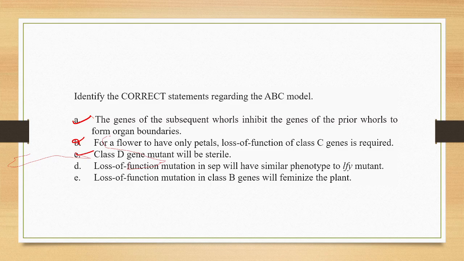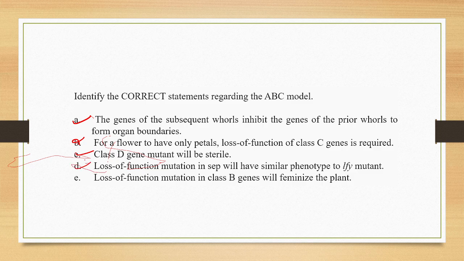Then the next option is loss of function mutation in Sepallata will have a similar phenotype to a leafy mutant. So this is correct because both sep and leafy genes are crucial for floral organ identity. If there is a loss of function in sepallata, then it will result in floral organs reverting back to leaf formation. Similarly, if the leafy mutants are there, that will also fail to produce proper floral formation, and therefore the phenotype can be somewhat similar. So we can say that this option is correct.